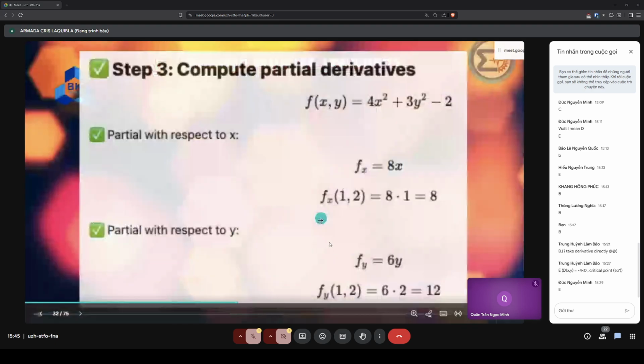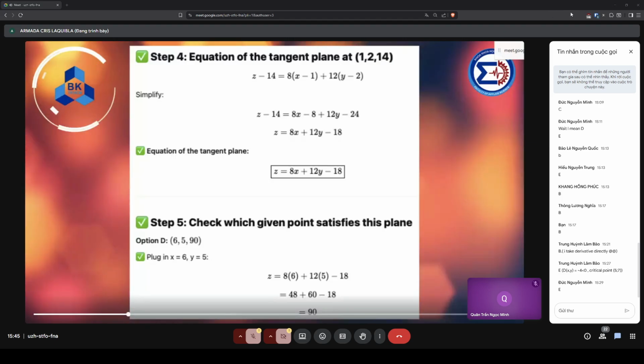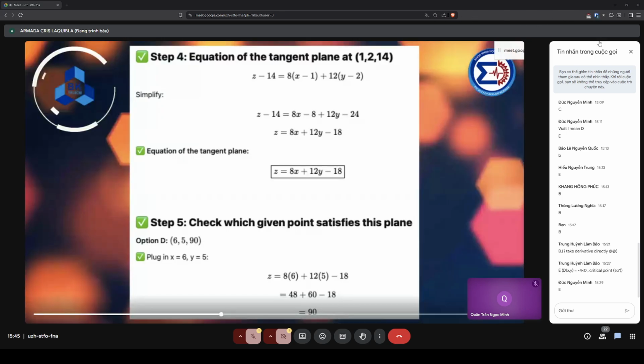Now this is your equation of tangent plane. With 6 and 5, we have 8 times 6 plus 12 times 5, then minus 18. The answer is 90. So if you have 6 and 5, the answer is 90.